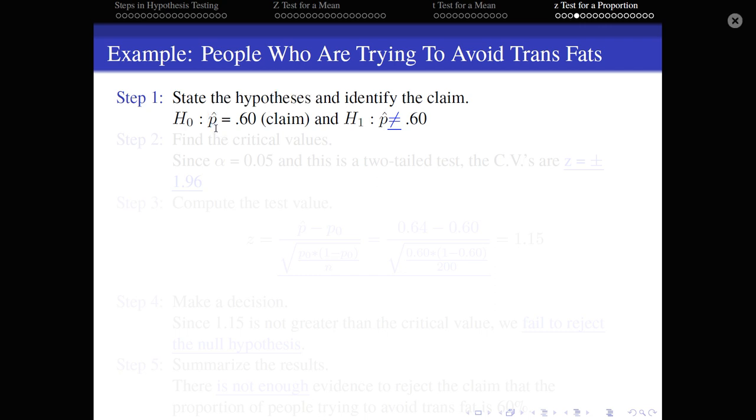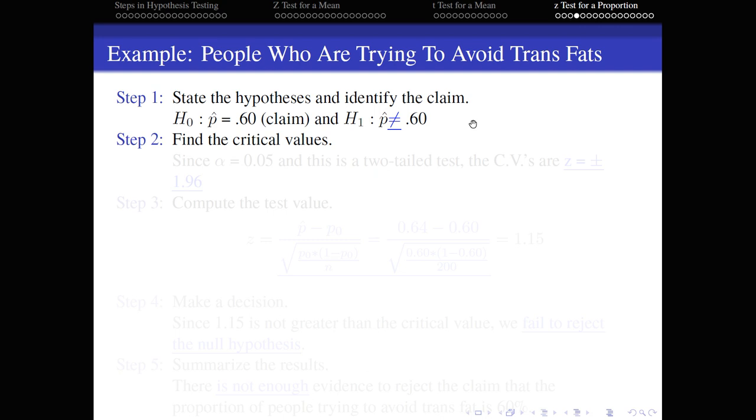Also, incidentally, my notes are wrong. This should not be p hat. It should be p. We look at the population proportions in the hypotheses. So I apologize. This should not be p hat. And because we don't have a direction, we're going to be using not equal to instead of greater than or less than. Now we're going to calculate the critical values.